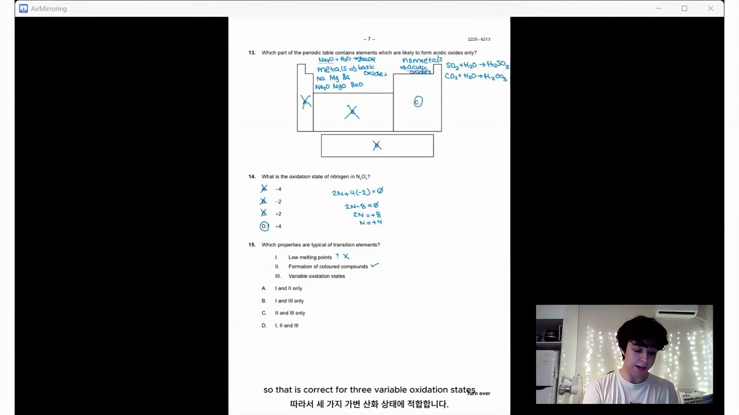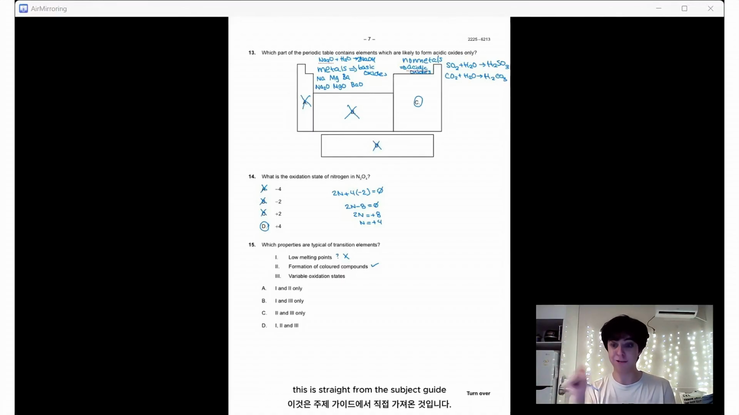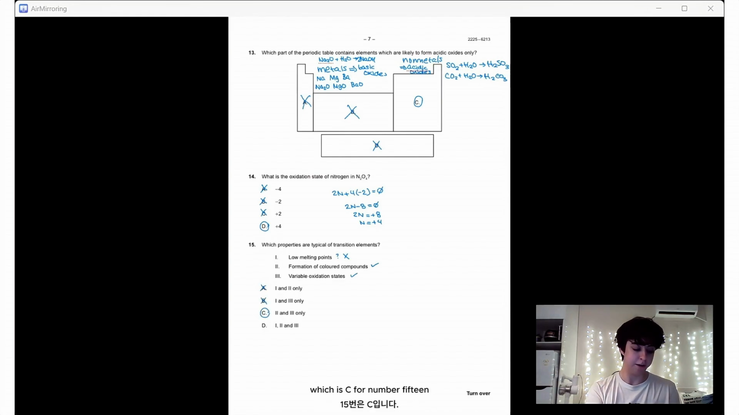So that is correct. For three, variable oxidation states, they have really close successive ionization energies. This is straight from the subject guide. You need to know this, including the why: they have really close ionization energies, which allows them to go between various oxidation states very easily. And so that is also true. So this answer is 2 and 3 only, which is C for number 15.